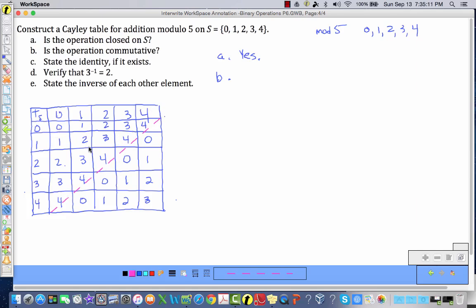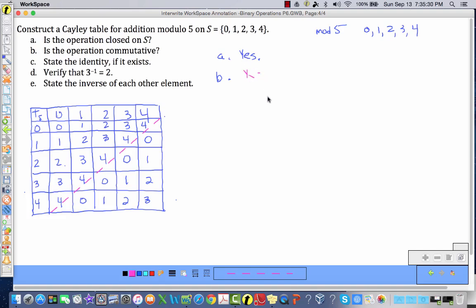We have 0, 1, 2, 3, 4 going across, and the same going down, mirrored across the diagonal. So is it commutative? The answer is yes.